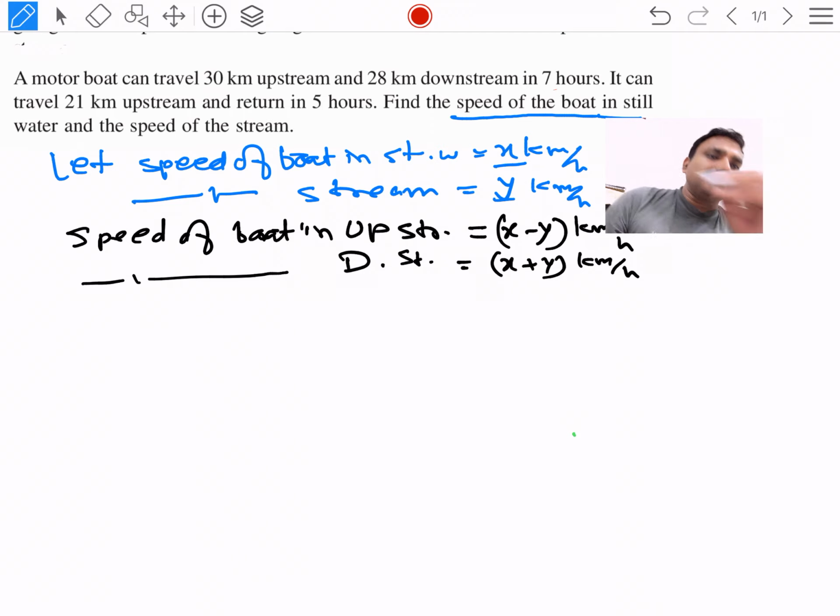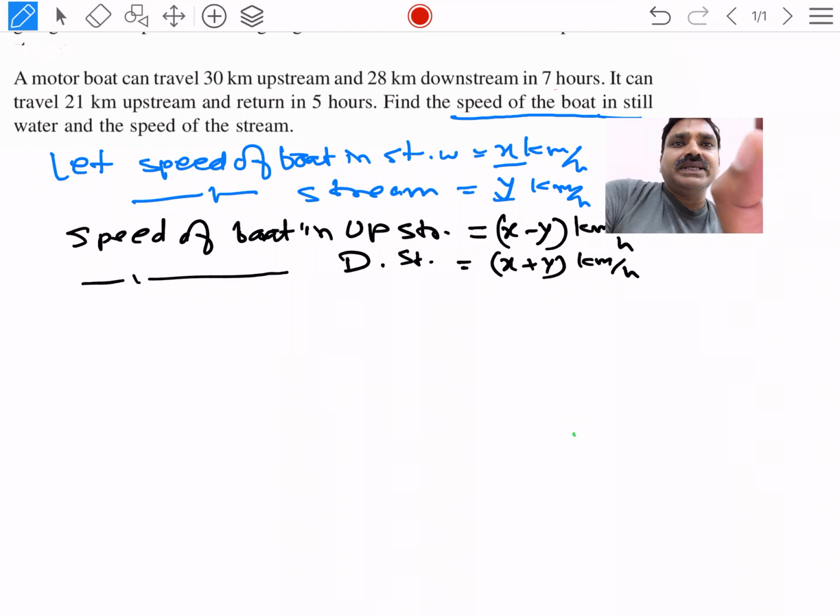Actually, in upstream, the boat travels against the stream, so the speed will be decreased, and in downstream, the boat travels along the stream. So now these are the speeds, and we have to make first a table.